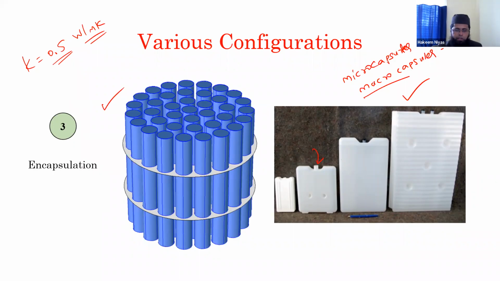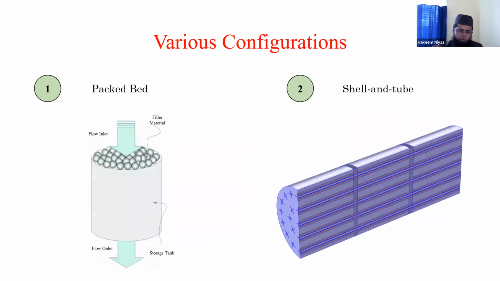This one is not heat exchanger based. The third one is directly in contact. It is more of a passive type, where no fluid is given to extract the heat. Here, even in the packed bed or the shell and tube configuration, we can store the PCM.